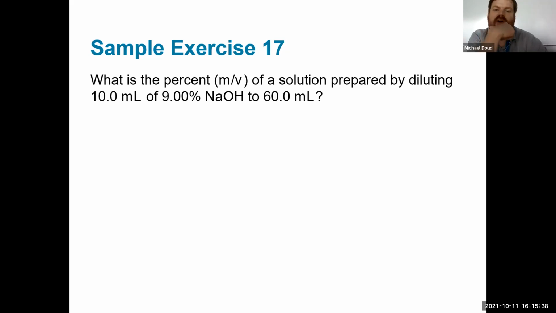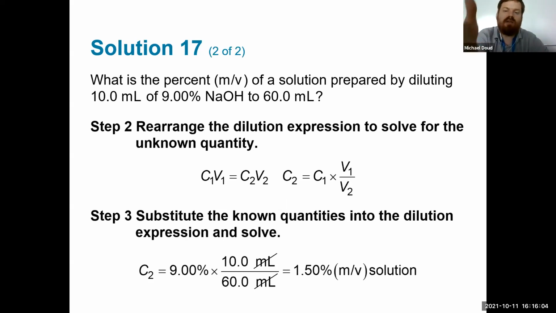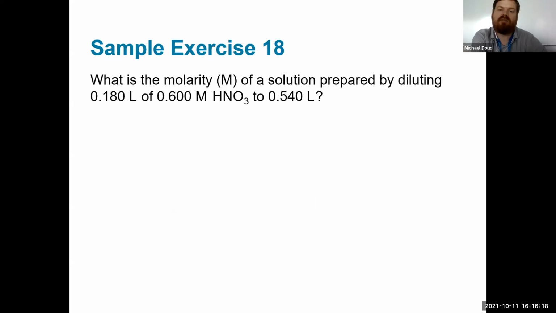So what's the percent mass over volume for this solution? Well, what are we given? We have starting from 10.0 milliliters, so that's V1. Then we are diluting at 9.00% mass over volume sodium hydroxide, that's C1, to 60.0 milliliters, that's V2. So the only thing that we're looking for is C2. So once we solve for C2 again, that's C1 times V1 divided by V2, plug in the numbers that we found, it ends up 9.00% times 10.0 milliliters divided by 60.0 milliliters, gives us a final concentration of 1.50% mass over volume.